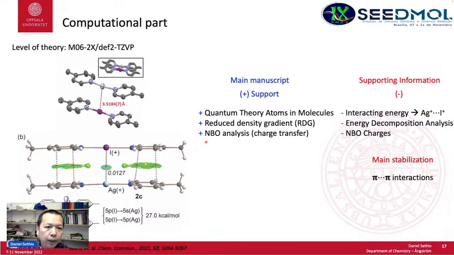And also from NBO analysis, there is a charge transfer from the 5p of iodine to the 5p of silver, which stabilizes this interaction. However, in the supporting information, they mentioned that the interaction between silver and iodine is basically repulsive. And the energy decomposition analysis is also more or less repulsive. The charges, both of them, are positive, and they claim the stabilization of these complexes mostly comes from pi-pi interaction.